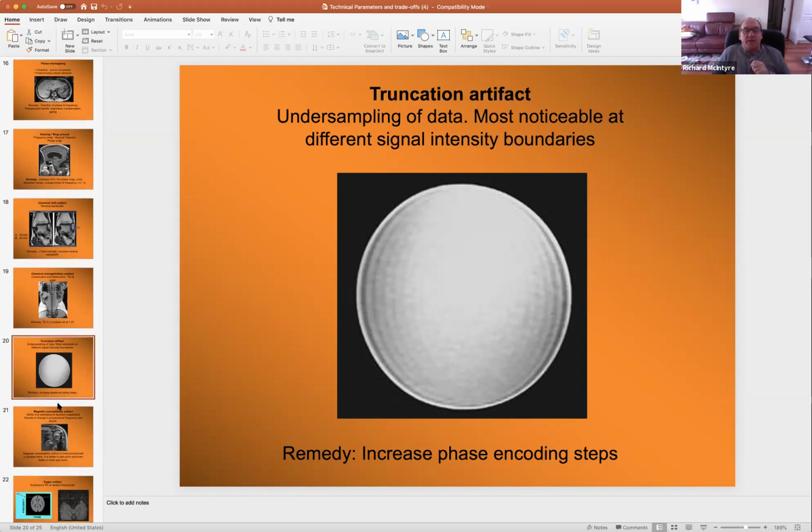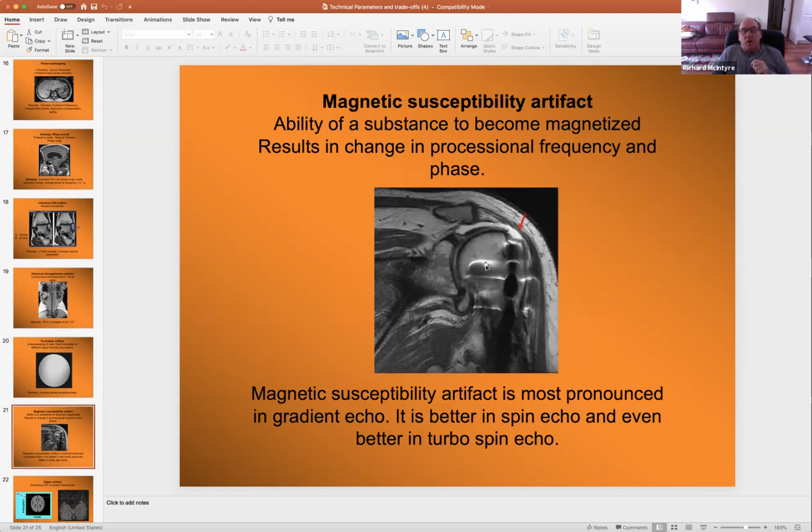Increase the phase encoding steps is the remedy for this. Now, this is quite important because this is a magnetic susceptibility artifact. We know there's a pin in this shoulder and it's interfering with the magnetic field, the bone. So the magnetic field where that artifact is not homogeneous. We know that when we scan, we want a homogeneous signal.